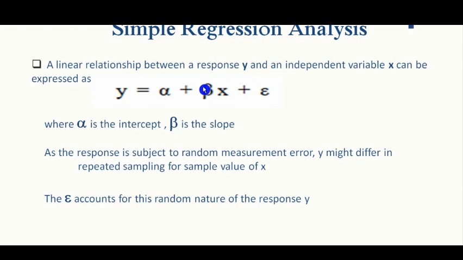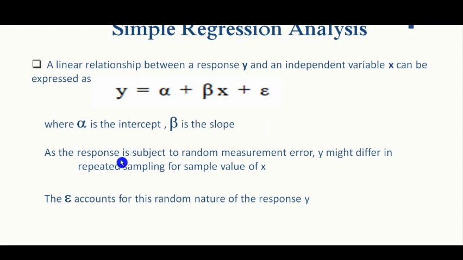So, it is not that y will be exactly equal to some constant plus some constant into the x value, because there is inherent variation in the variable x and the relationship as well. This inherent variation is taken care of by the epsilon. Let us not worry about this fellow much. This is nothing but the error in our estimation. Here alpha is the intercept and beta is the slope.